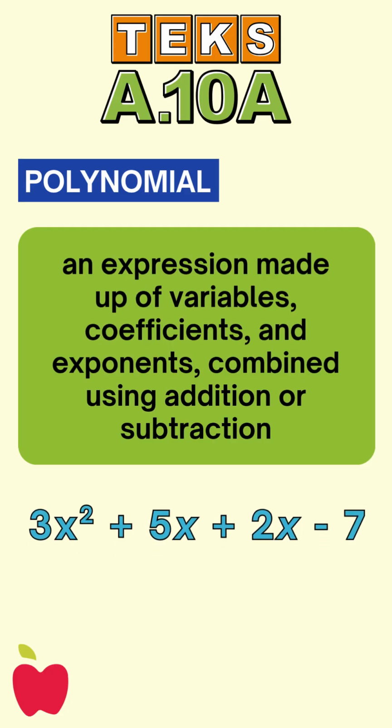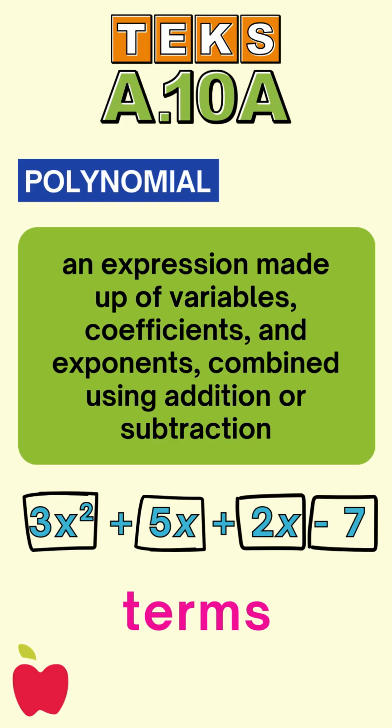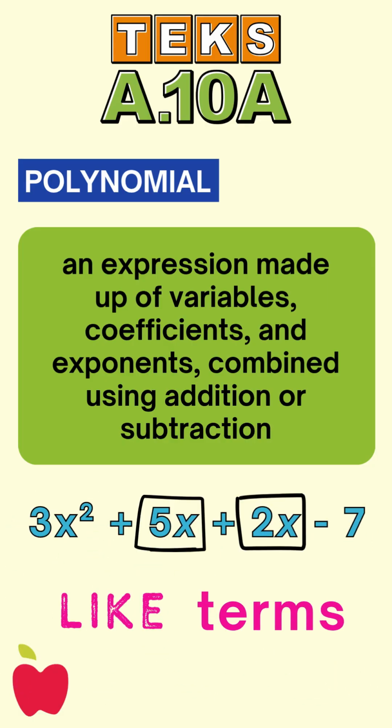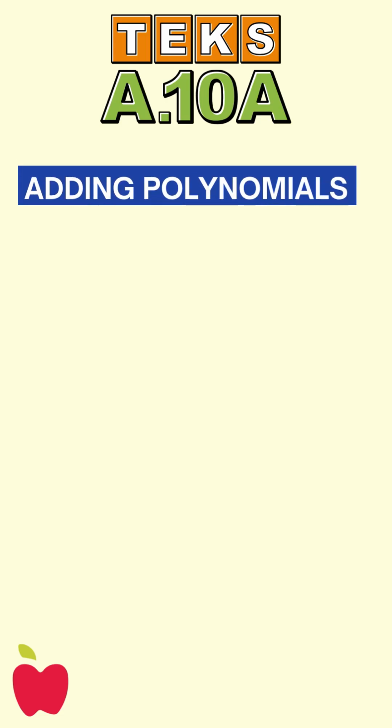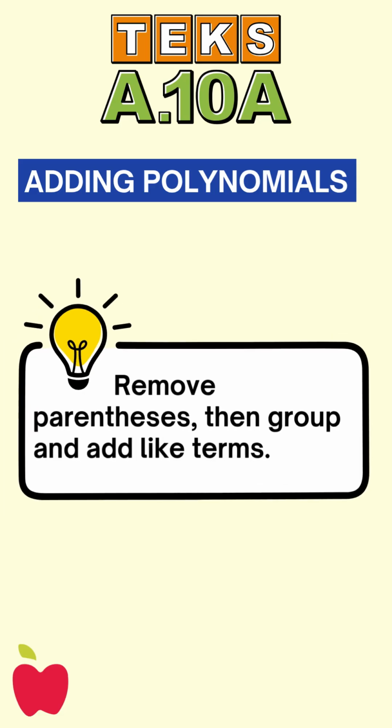For example, in 3x squared plus 5x plus 2x minus 7, the terms are 3x squared, 5x, 2x, and negative 7. Terms that have the same variable and exponent are called like terms, and that's the key to adding and subtracting polynomials. When adding polynomials, we combine like terms. A helpful strategy is to remove parentheses, then group and add like terms.